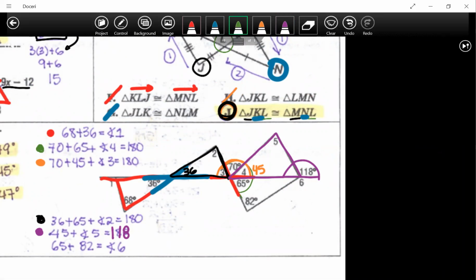And the last part of this is to do the triangle sum again for the bottom portion to get angle 6. So 65 and 82 is equal to angle 6. Another way to say that angle as well would have been to say angle 4 plus angle 5 is equal to 118. And I know angle 4 to be 45. So that's where this equation is coming from, to get angle 5, yes.